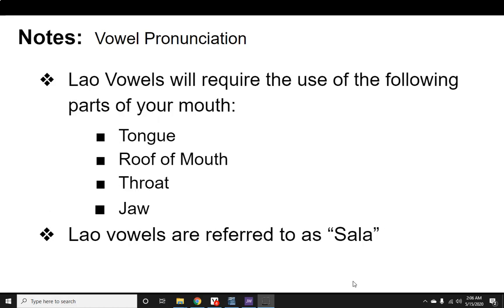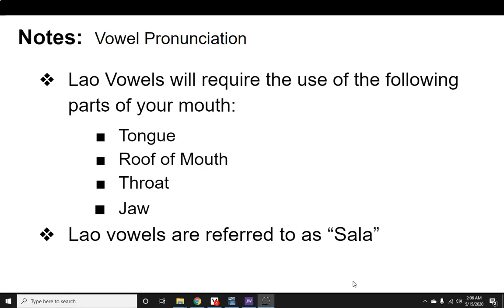When it comes to pronouncing vowels, Lao vowels will require the use of the following parts of your mouth: your tongue, the roof of your mouth, your throat, and your jaw. So you might want to loosen up your jaw, open your mouth wide, and move your tongue around to get ready to pronounce some of these vowels, okay? You don't have to go crazy, but we're going to be using different parts of our mouth that we don't normally use in English. We're going to be making sounds that we don't normally use in English.